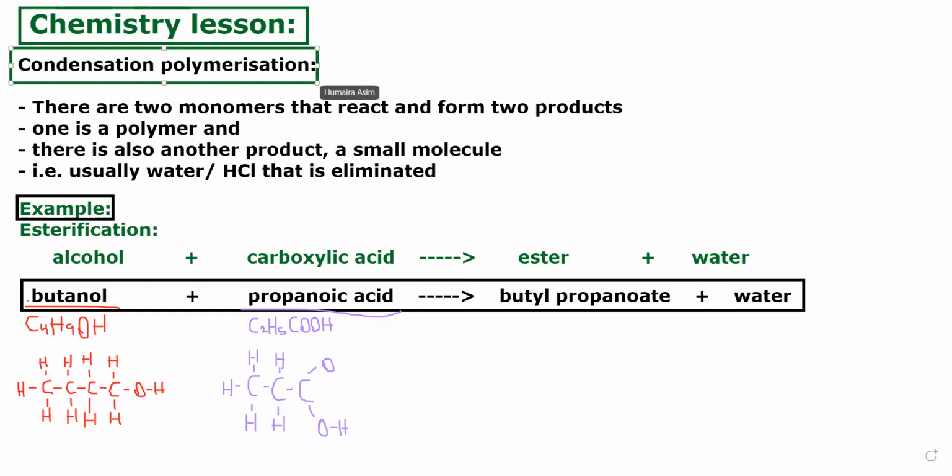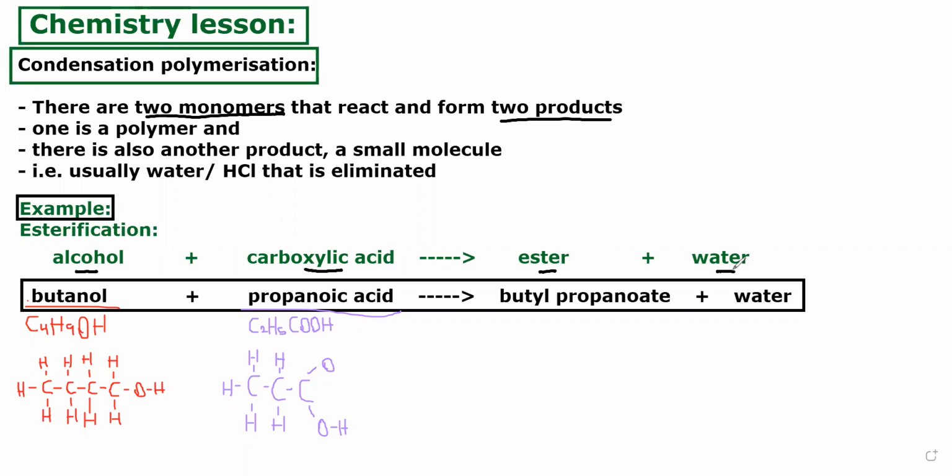Okay, so here in this example, we are talking about condensation polymerization. Condensation polymerization, where there are two monomers. So we are going to use two monomers. One is alcohol, one is carboxylic acid. And there are also going to be two products. What are those products? Ester and water.